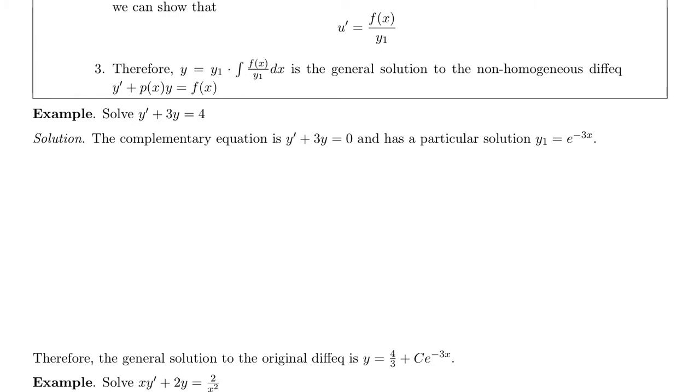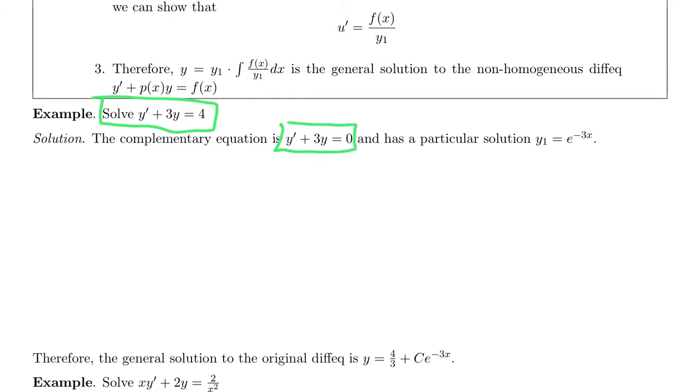But it is worthwhile to pay a little bit of attention to where it comes from, because that gives us some insights in where else we might apply this idea. Okay, so the differential equation here is y prime plus 3y equals 4. So here's our differential equation that we're going to solve. The complementary equation, meaning the homogeneous version of that, is the same thing with a 0 on the side.